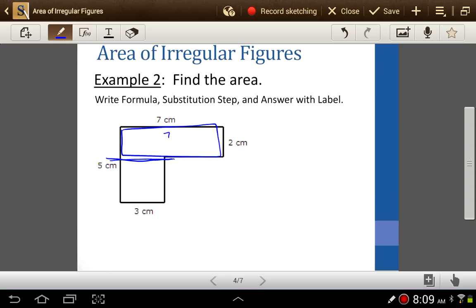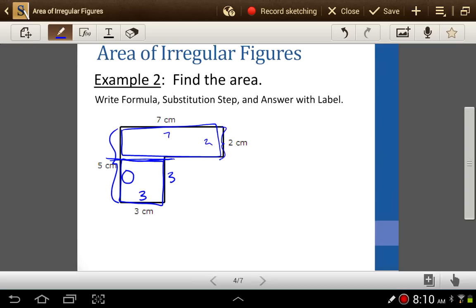That's already written. But this rectangle right here is 3, and I need to figure out what this measurement is. Well, if this whole side is 5, and this side is 2, that means that this side has to be 3, because 3 plus 2 equals that 5. So you have to pay attention to the lengths of your sides. You don't want them to overlap.